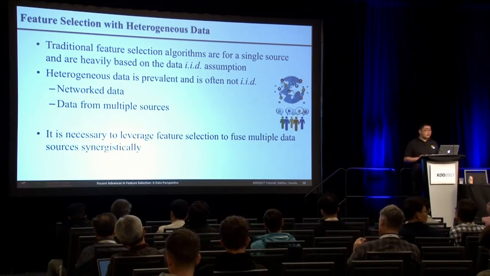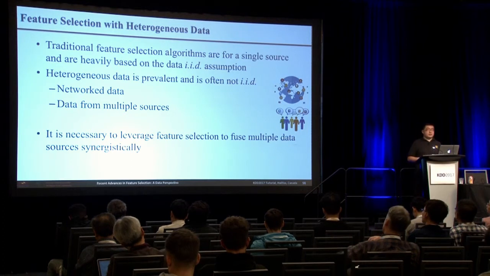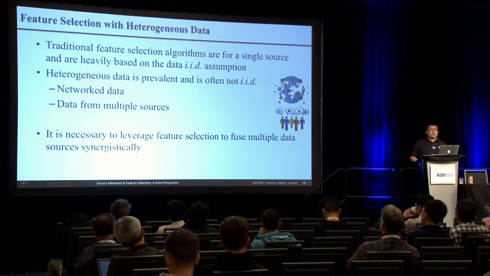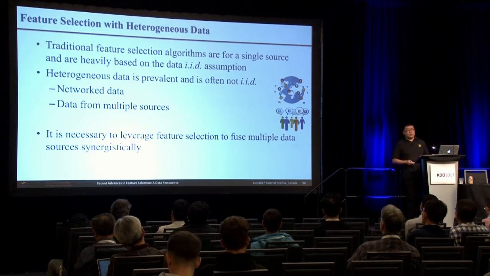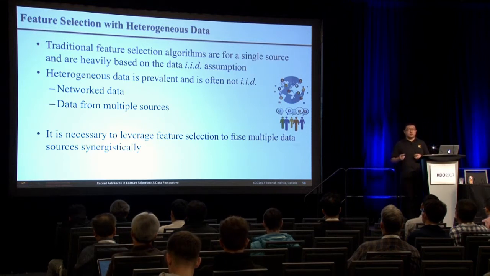But nowadays, heterogeneous data is becoming more and more prevalent, and the data IID assumption is often not valid in such kinds of heterogeneous data. For example, we can have network data. One motivating example is that users nowadays in social media platforms may post high-dimensional content information. In addition to that, users are connected with each other by various types of social relations.